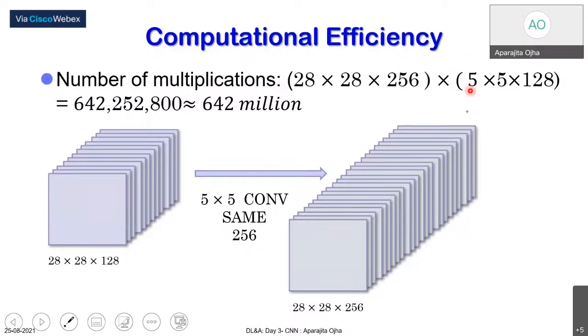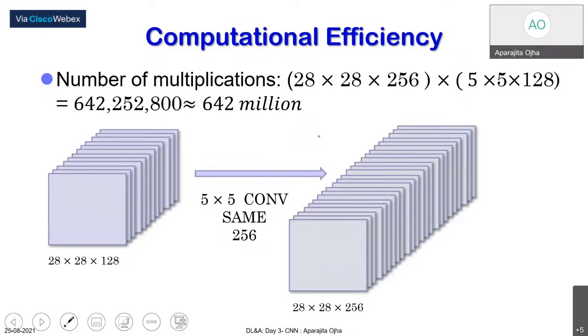A 5 cross 5 block here, and there are 128 such channels. So 5 cross 5 cross 128. So one position here is obtained by 5 cross 5 cross 128 multiplications. And then in the output, I have 28 cross 28 cross 256 outputs, which are here. So the total number is around 642 million.